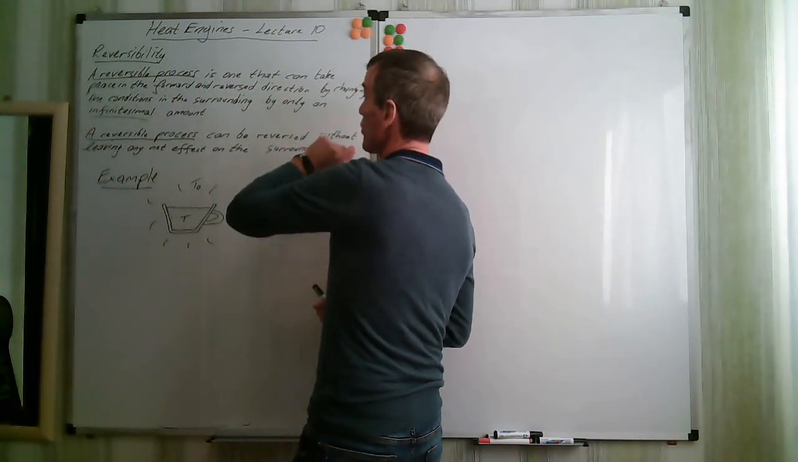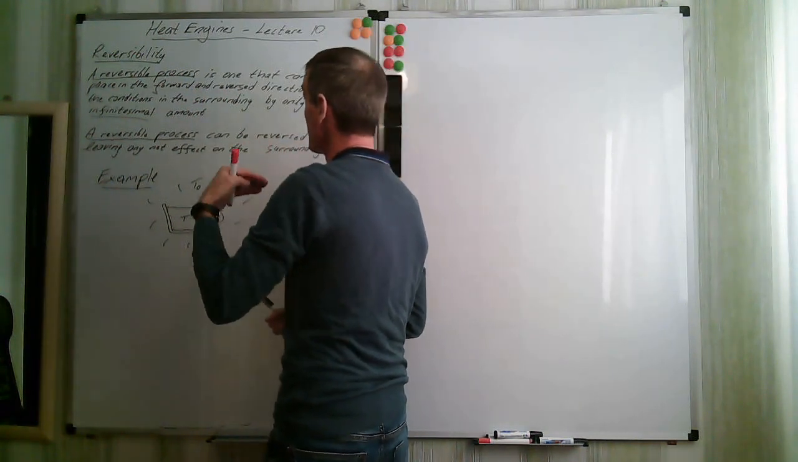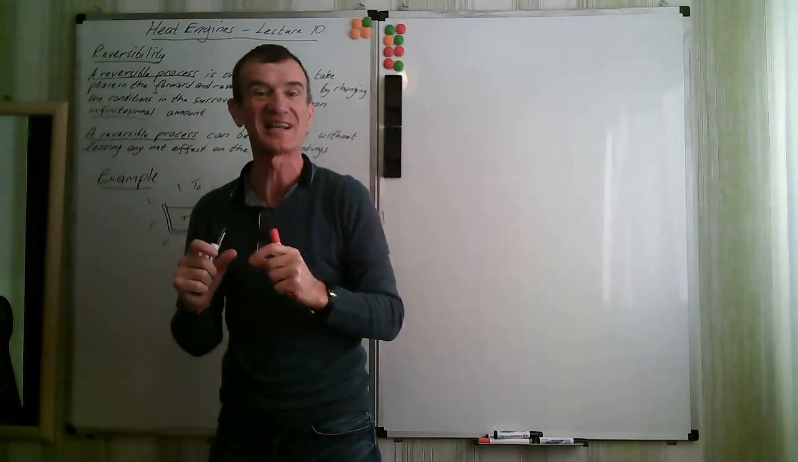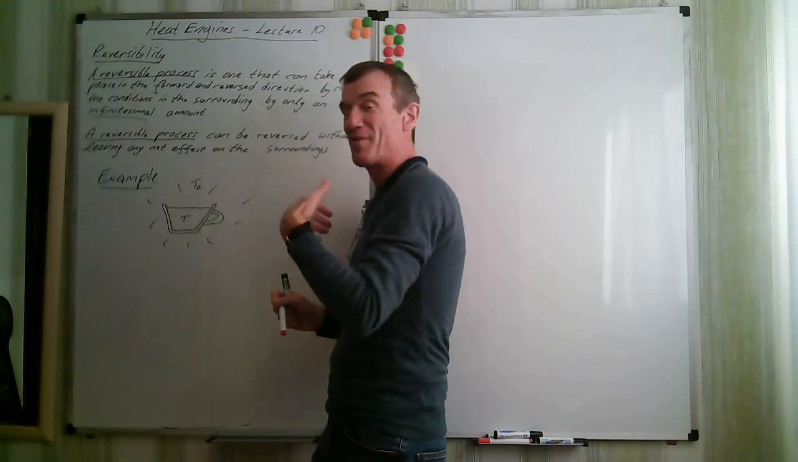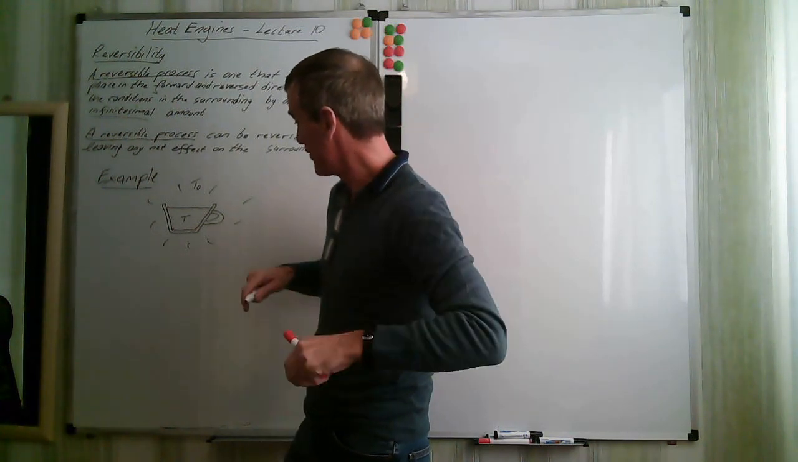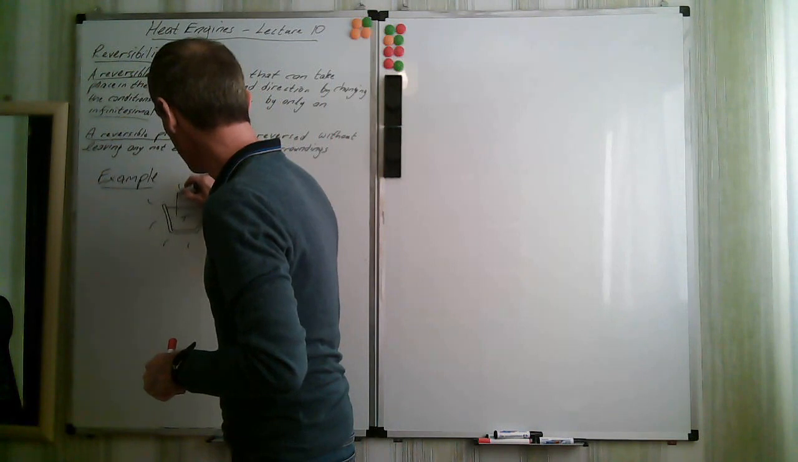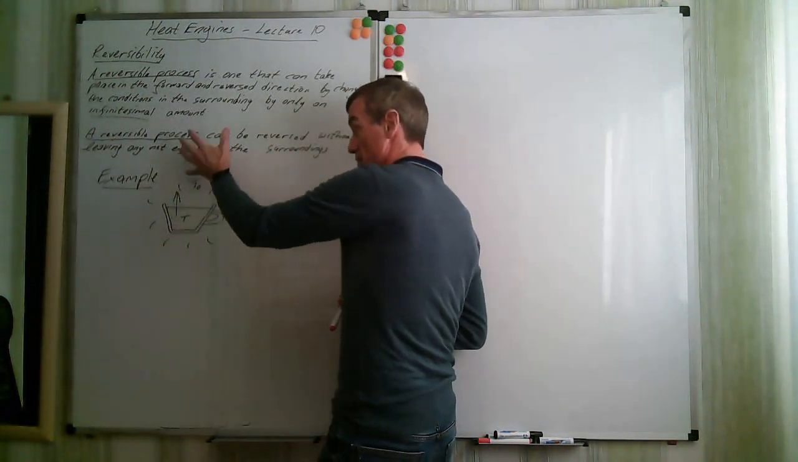But it wouldn't satisfy this statement, that's for sure. A reversible process is one that can take place in the forward and reverse direction by changing the conditions in the surroundings by only an infinitesimal amount. And we're trying to essentially leave the surroundings unchanged. This is the thing. So energy is leaving this system in the form of heat to the surroundings.